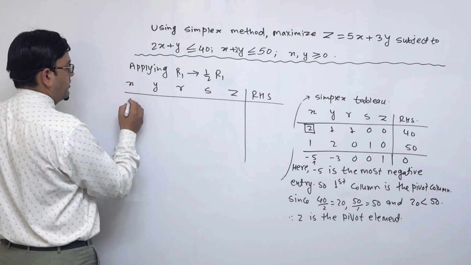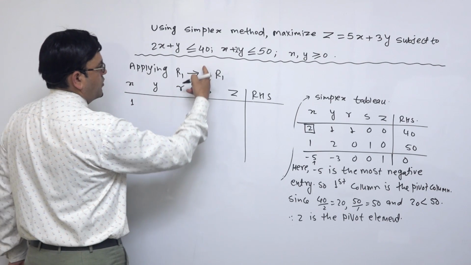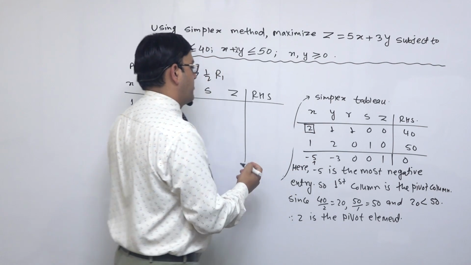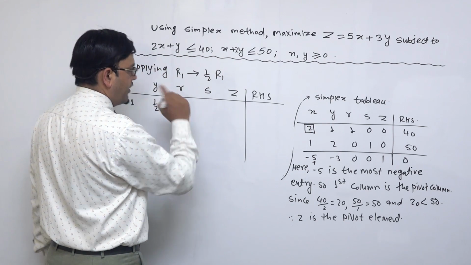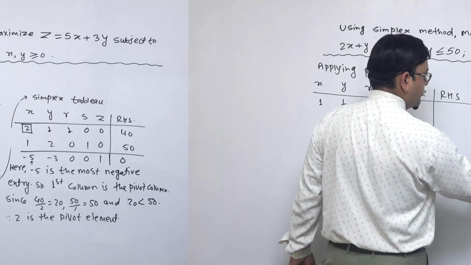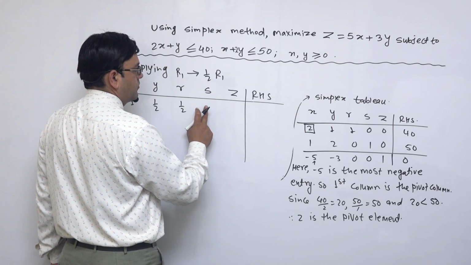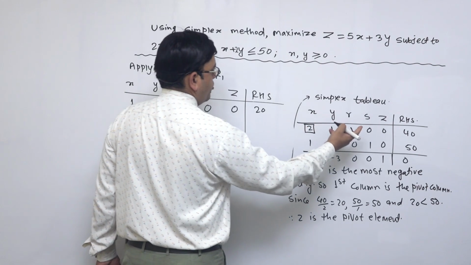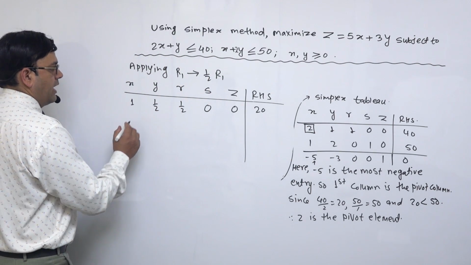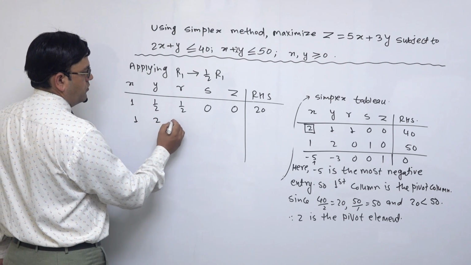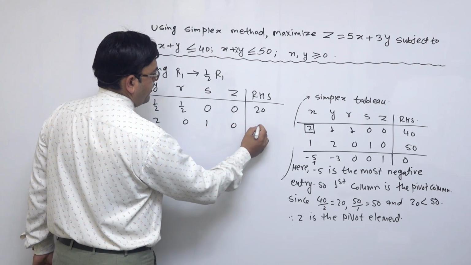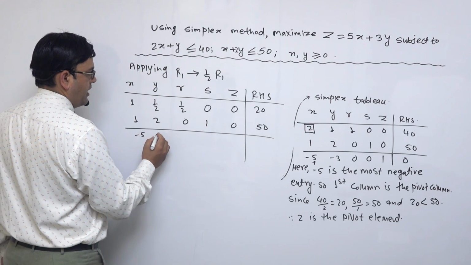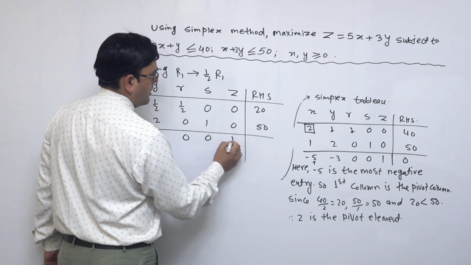So we have here 1, because R1 changes into 1/2 R1. So 1/2 times 2 is 1. Here 1/2 times 1 is 1/2. Another is also 1/2, and R is also 1/2. And then we have S, 0, so 0 times 1/2 is 0, and Z is also 0, and 40 times 1/2 is 20. We have again 1 2 0 1 0, and then this one is 50, and the third row is the same: minus 5 minus 3 0 0 1 and then 0.